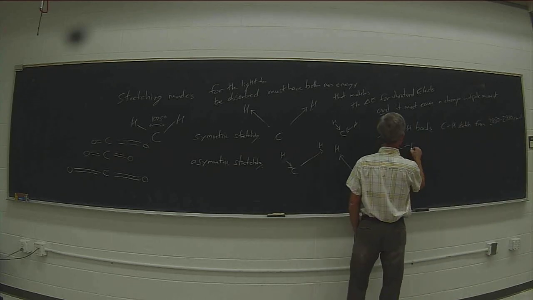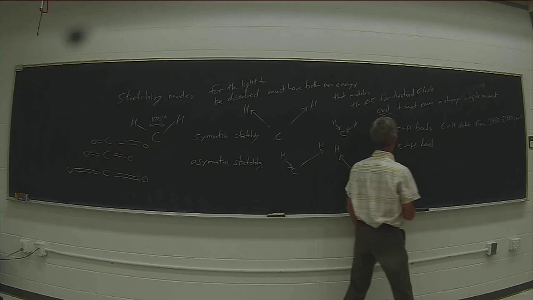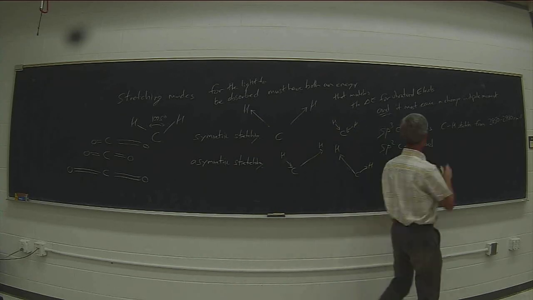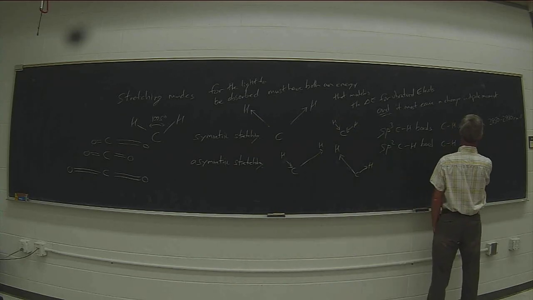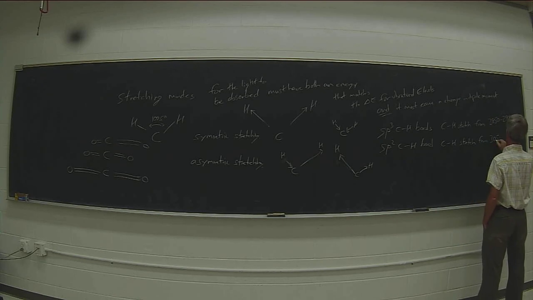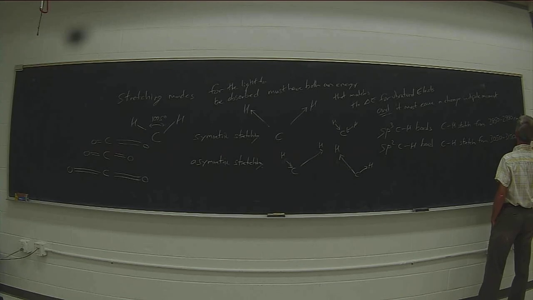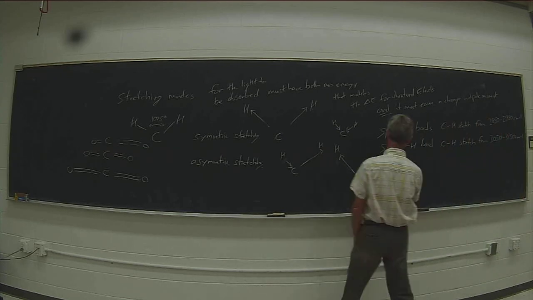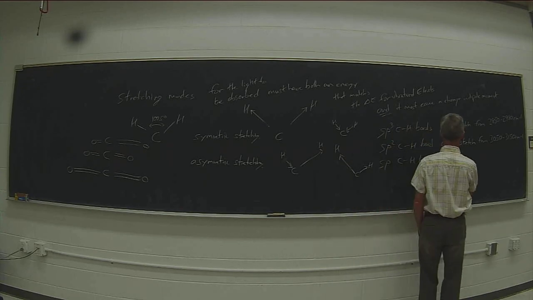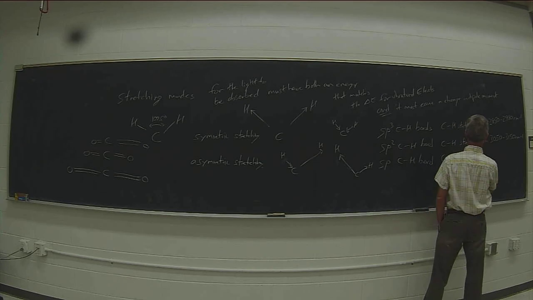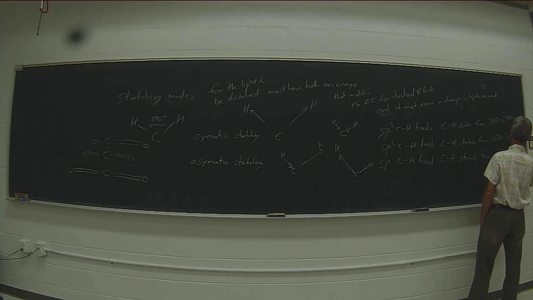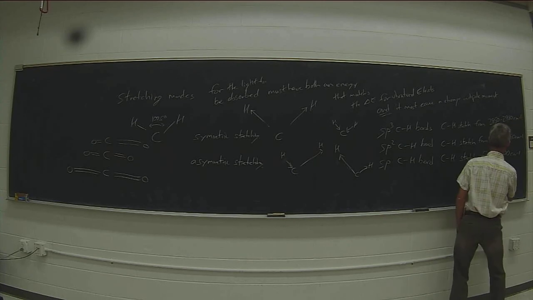For an sp2 CH bond, because the greater amount of s character makes the orbital shorter and therefore the bond stronger, we would expect to see the CH stretch above 3000, usually from about 3050 to 3150 reciprocal centimeters. And for an sp CH bond in an alkyne, we see that CH stretch at more like 3,300 reciprocal centimeters.